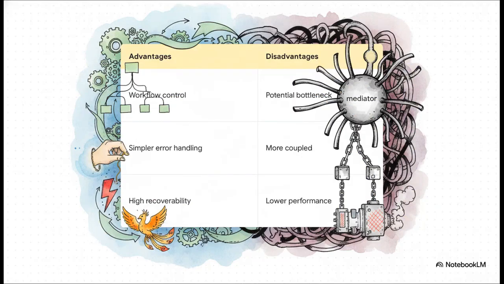The benefits here are pretty obvious, right? You get fantastic control over the workflow, which makes handling errors and recovering from failures much, much easier. But, of course, there's always a trade-off. That central mediator can become a serious performance bottleneck, and the individual services are now more coupled to the mediator, which makes the whole system a little less flexible.